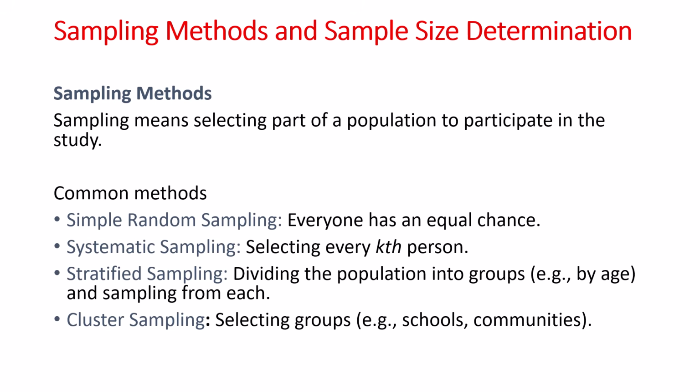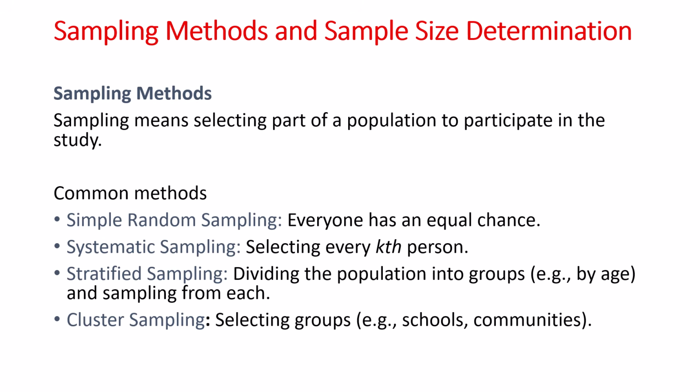A common method you can use is the simple random sampling, where everyone is given an equal chance. You either choose a yes or a no, and then you are simply randomized into the group. We have systematic sampling, where you select every fifth, every sixth, every third, every eighth, every tenth person in a particular population or a subset of a population.